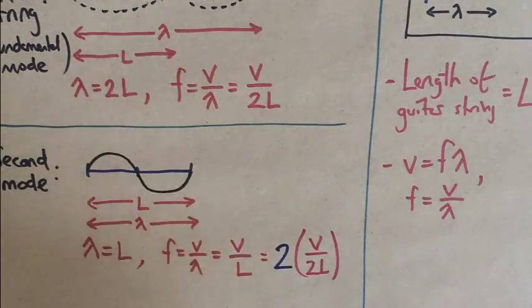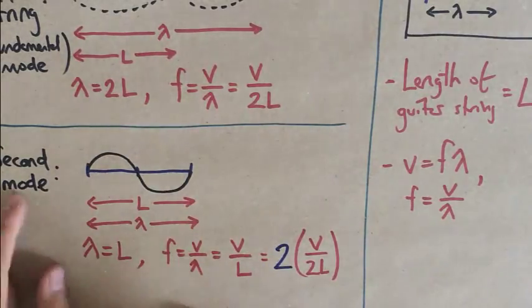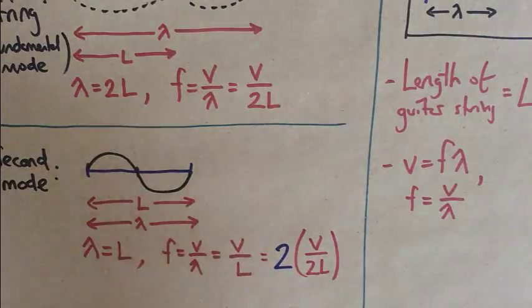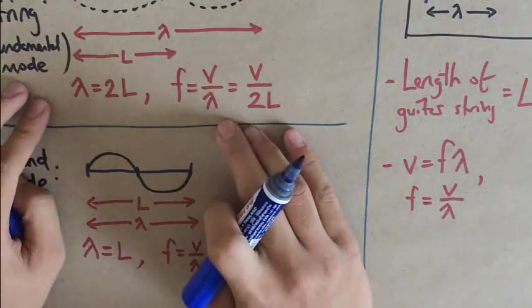So what this means is that the frequency of the second mode is double the frequency of the open string. So basically when you're playing the second harmonic, which is on the 12th fret, you get a note that is an octave higher than the original note.